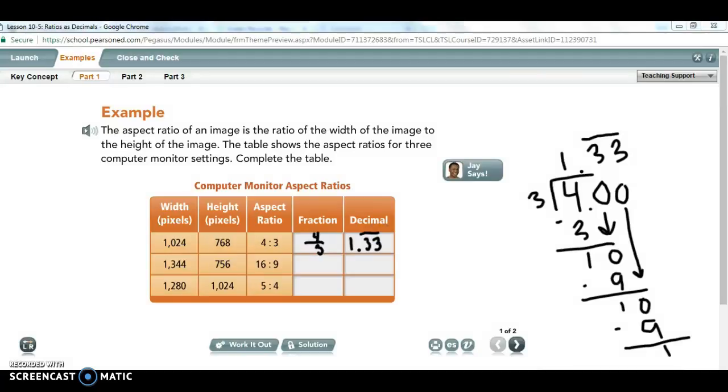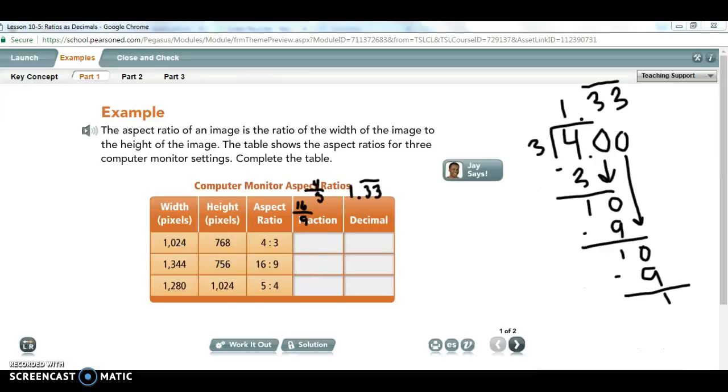My next problem is 16 to 9. So again, the top number comes first. 16 is my top number. 9 is my bottom number because the bottom number comes second. What I have to do now is divide 16 divided by 9. I want you to find not only the decimal for this answer, but I also will be asking, how do I write 5 to 4 as a fraction? And how do I write 5 to 4 as a ratio in decimal form?